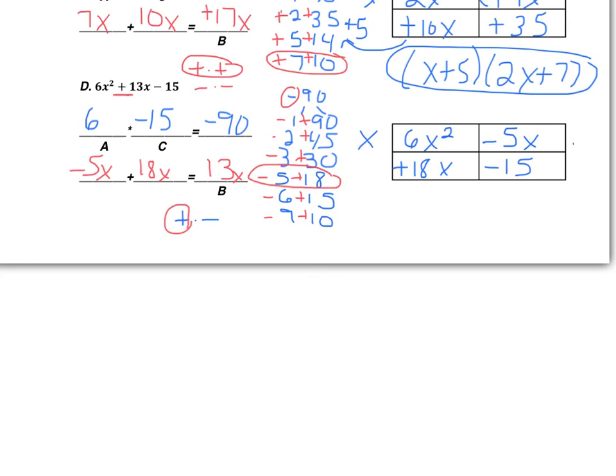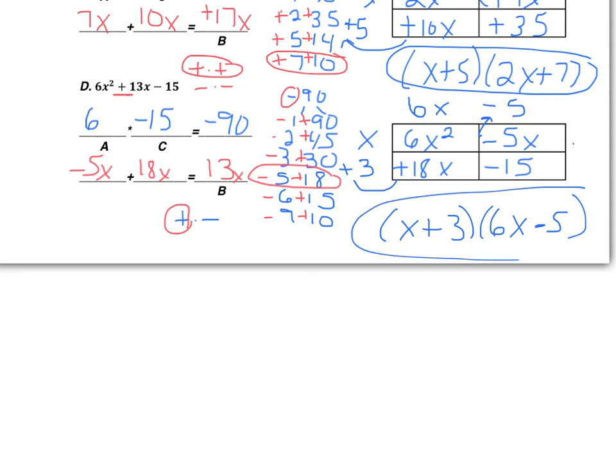From 18 and 15 we get 3, and it's a positive. Between 6 and 18 is 6x. I have x. And then between 15 and 5, I have 5. And because this is negative, so is that. So we get x plus 3 times 6x minus 5. And that is my factored form.